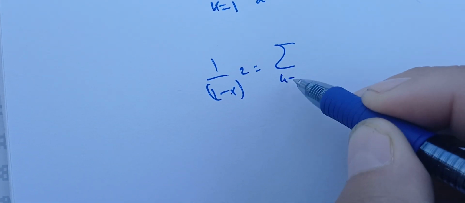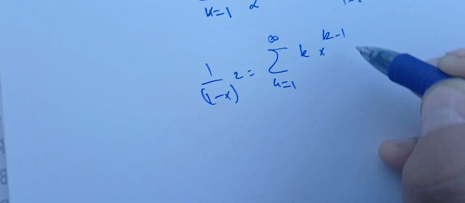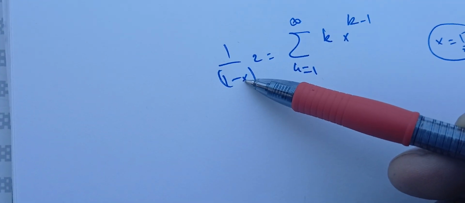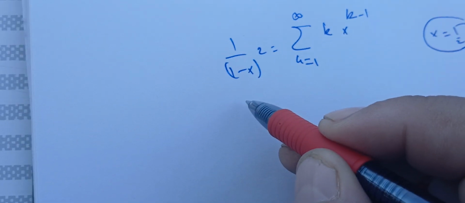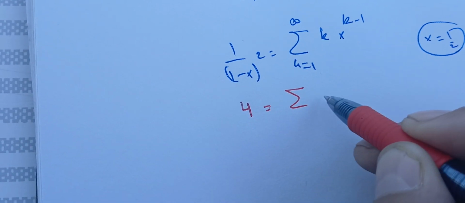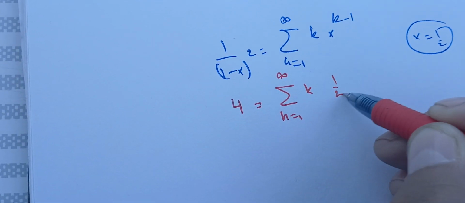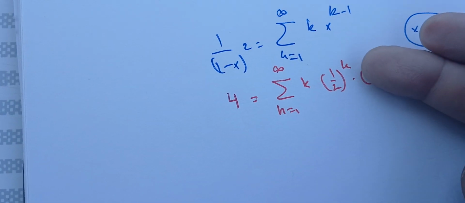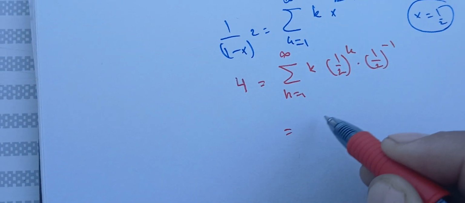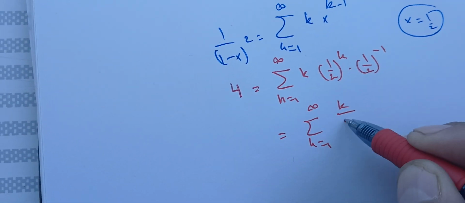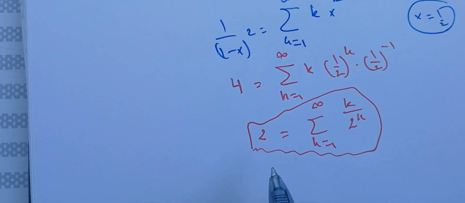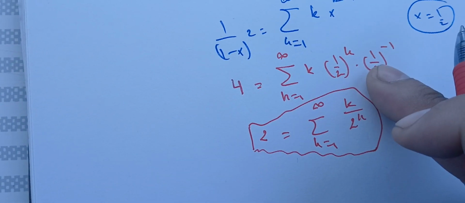We're going to have 1 over 1 minus x squared is the sum as k goes from 1 to infinity of k times x to the power k minus 1. So here when x is 1/2, we're going to have 1 over 1/2 squared, which is 4. Therefore, this is 4, and the sum from 1 to infinity of k times 1/2 to the power k minus 1 is 2. Therefore the sum of k over 2 to the power k, k going from 1 to infinity, is just 2. So this is 2, and you have to divide by 2 to get this result.